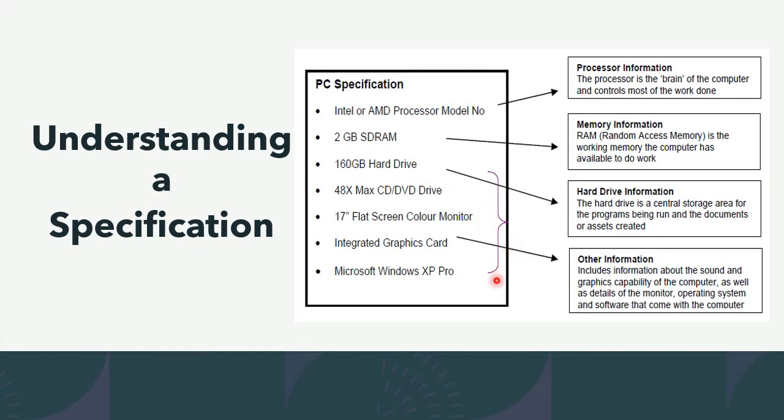Next we have the other information, like for example your optical drive, the 17-inch flat screen color monitor, integrated graphics card, and of course the operating system, which is Microsoft Windows XP Pro. This information is about the sound and the graphics capability of the computer, as well as details of the monitor, operating system, and software that come with the computer.